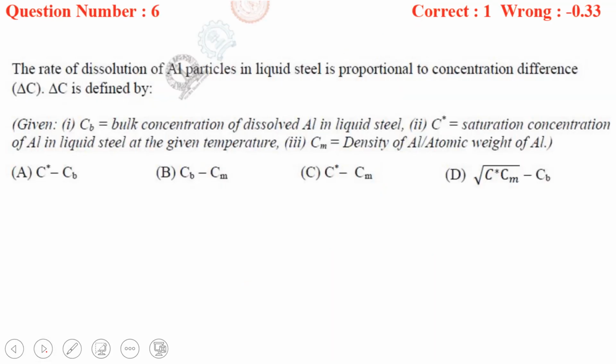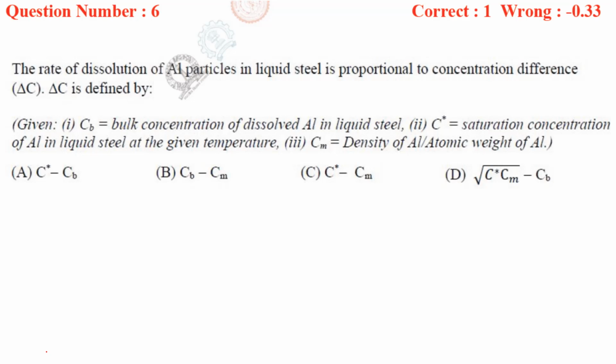That was the question number 5 answer. Now the next question. The rate of dissolution of aluminum particles in liquid steel is proportional to the concentration difference delta C. Delta C is defined using: CB, the bulk concentration of dissolved aluminum in liquid steel; C star, the saturation concentration of aluminum in liquid steel at a given temperature; and Cm, the density of aluminum over the atomic weight of aluminum.